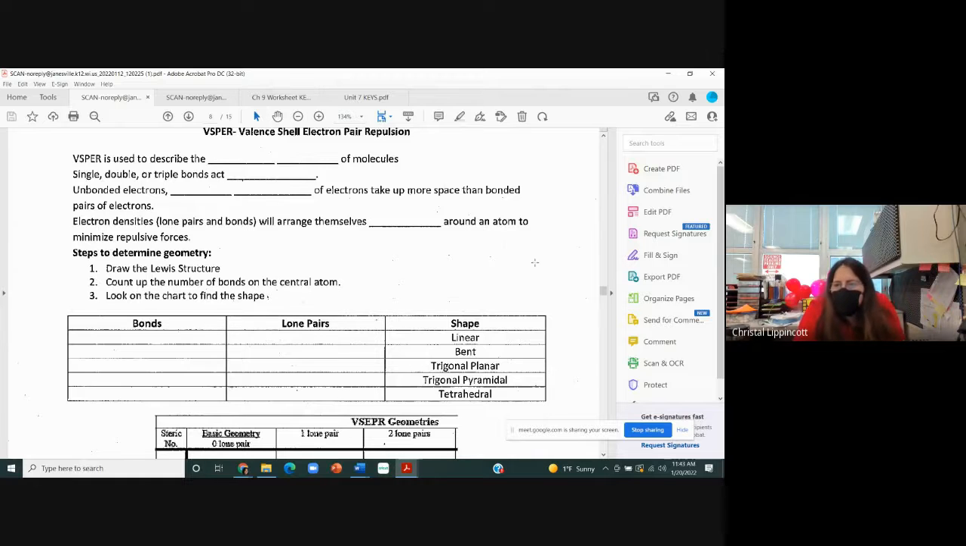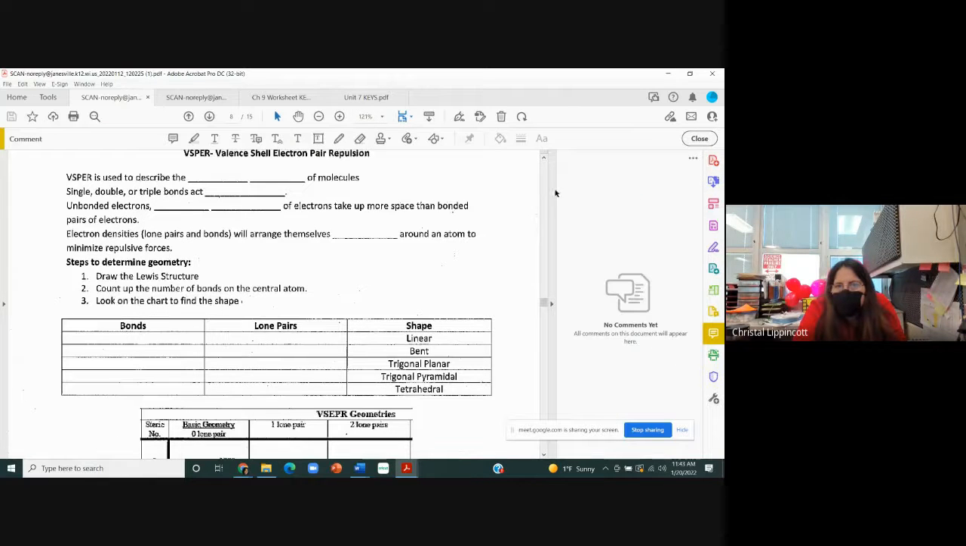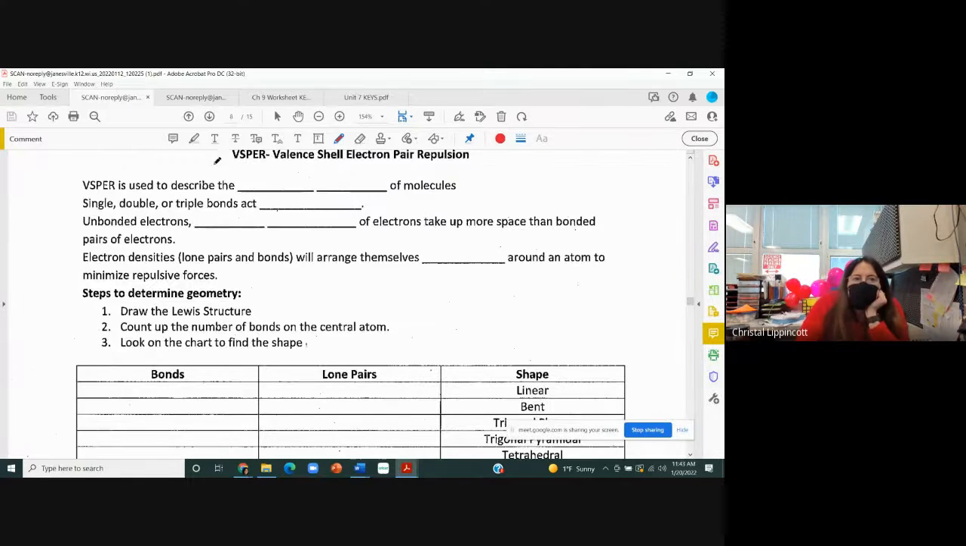Oh, I have to turn on comments here, then it'll let me write. All right, there we go. So this is going to display the geometric shape of the molecules.